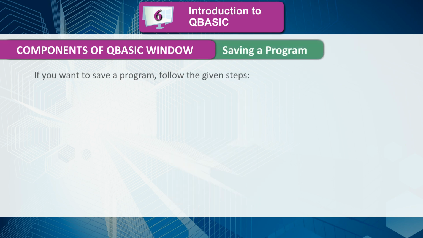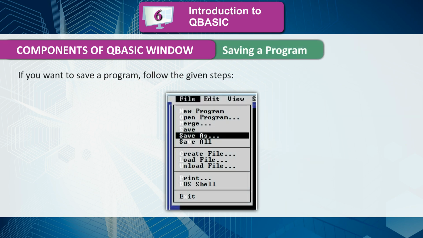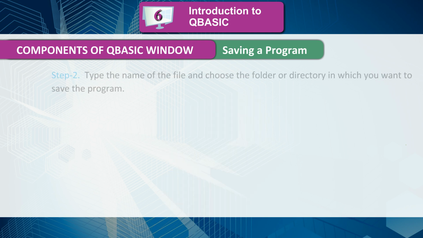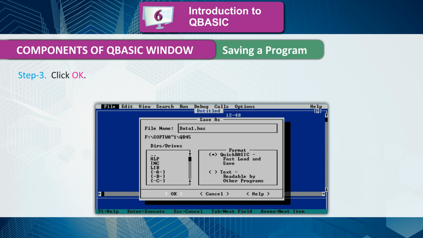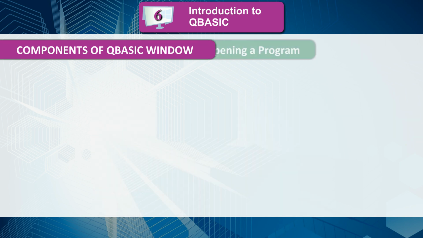Saving a program. If you want to save a program, follow the given steps. Step 1. Click on File, Save As. The Save As dialog box will appear. Step 2. Type the name of the file and choose the folder or directory in which you want to save the program. Step 3. Click OK.